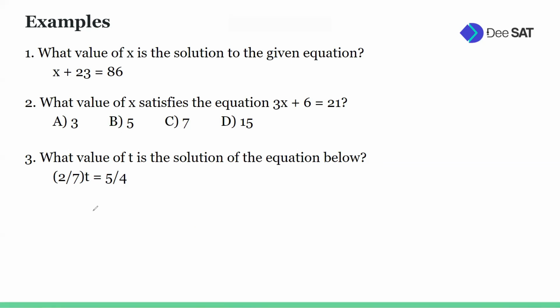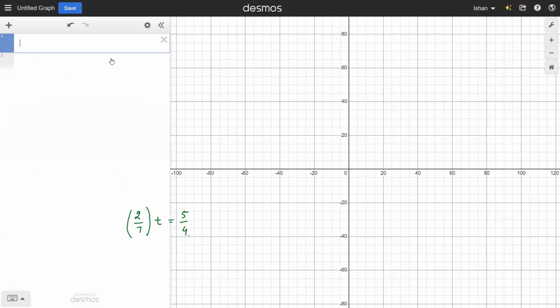Similarly, the next question is, what value of t is the solution of the equation below? You will see 2 by 3 t is equivalent to 5 by 4. This is something I need to use. The first way is to use the regression, because a variable is given as a regression variable. So I can directly use, I'll say 2 by 3 t, a sign of regression 5 by 4. It will instantly give me the value, that is t is equivalent to 1.875.